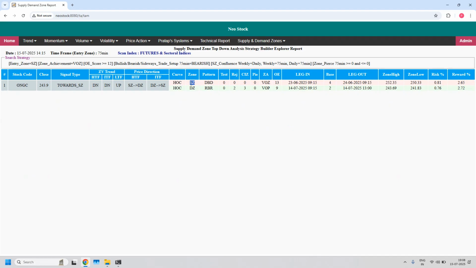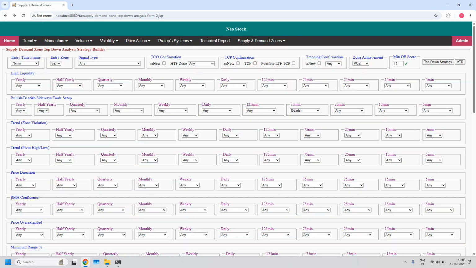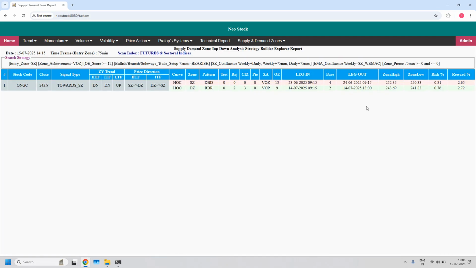In this stock, this 75 minute supply zone overlapped with daily supply zone. Both together again overlapped with weekly supply zone, and weekly trend is down. So let's further filter based on weekly supply zone with weekly EMA confluence. With this filter, we got the same ONGC. So this 75 minute supply zone might have a higher probability of success, provided less than 20 checklist items are satisfied. That is very important. So this is bearish trade setup for monthly income trade.